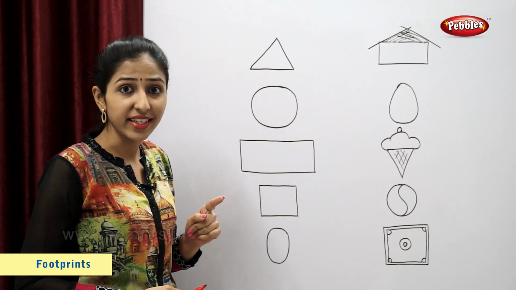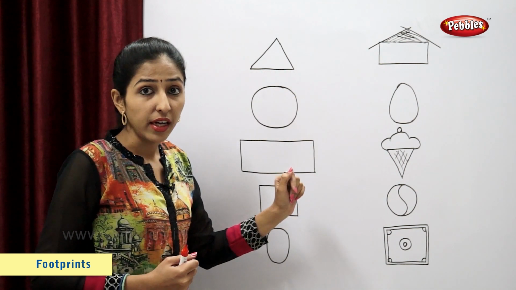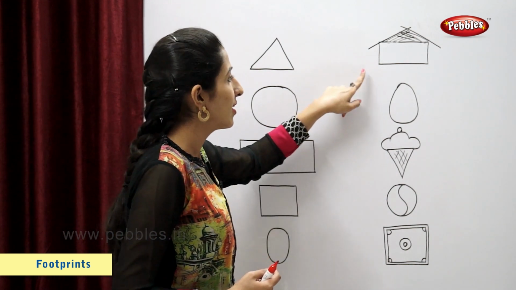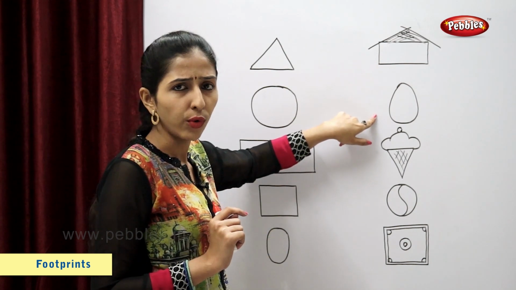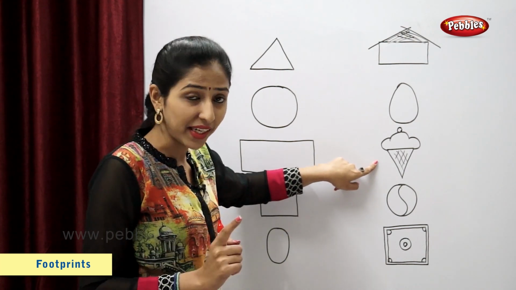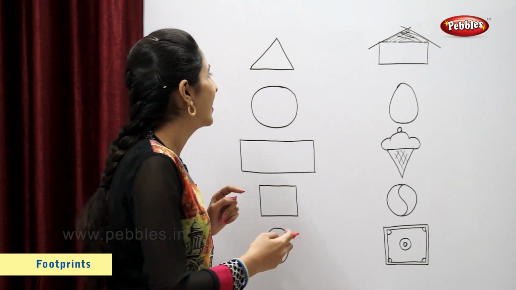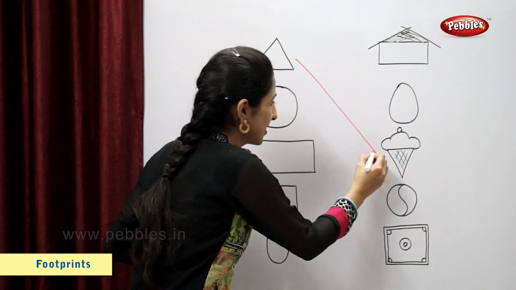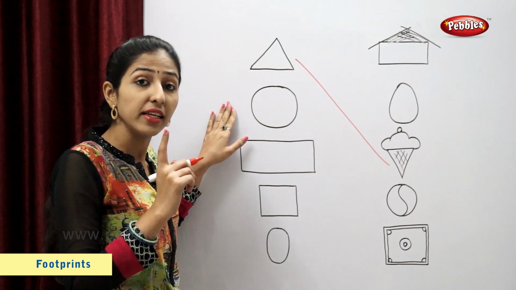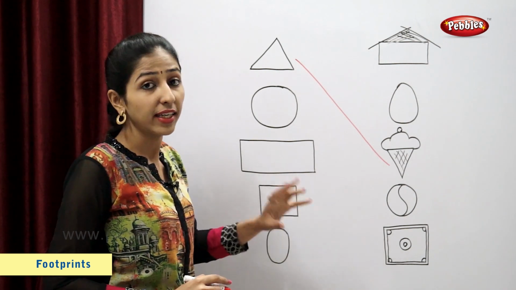This is a triangle. Now you tell me, students, which is the figure similar to the triangle? Egg? No. Ice cream. Ice cream is similar to the triangle. Now let's match. Very good. This is a circle. Now you tell me which figure looks like a circle?